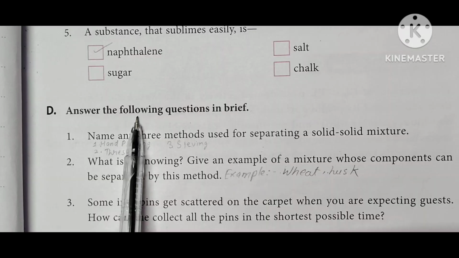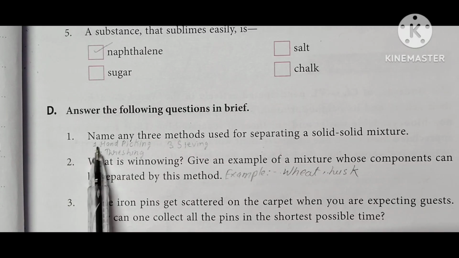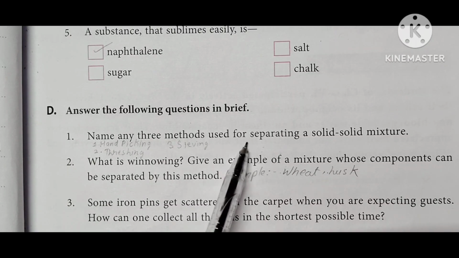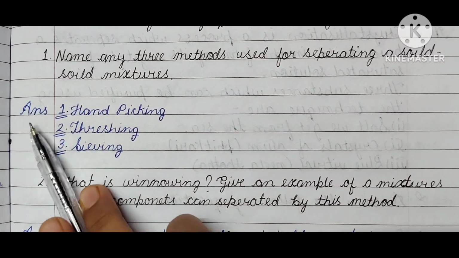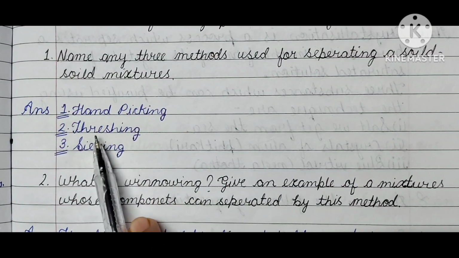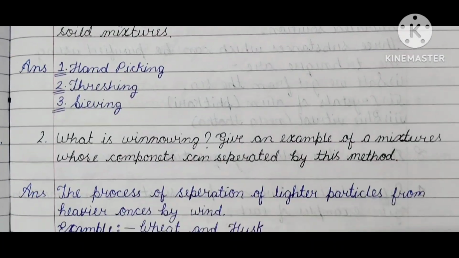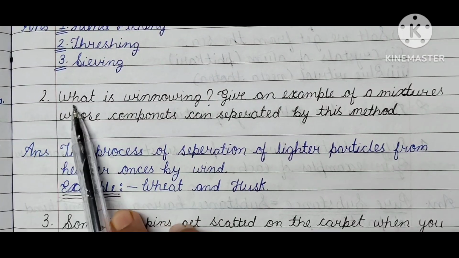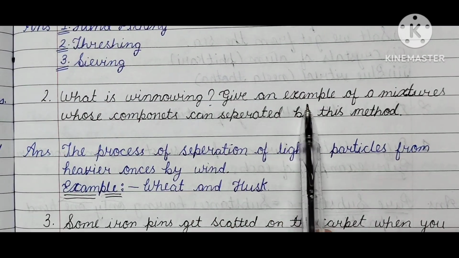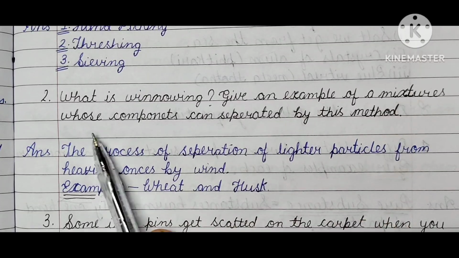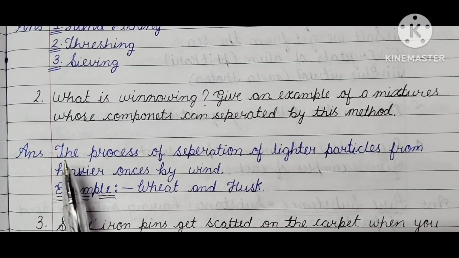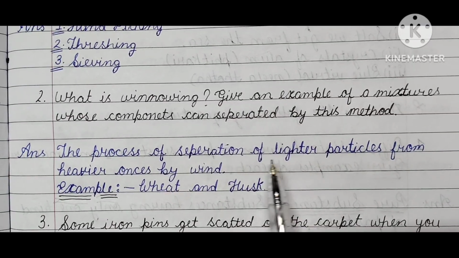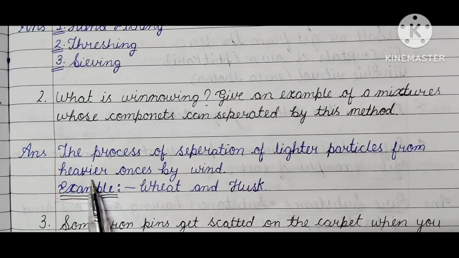D. Answer the following questions in brief. First, name any three methods used for separating a solid to solid mixture. Answer first, hand picking. Second, threshing. Third, sieving. Second, what is winnowing? Give an example of a mixture whose components can be separated by this method. Answer, the process of separation of lighter particles from heavier ones by wind. Example, wheat and husk.